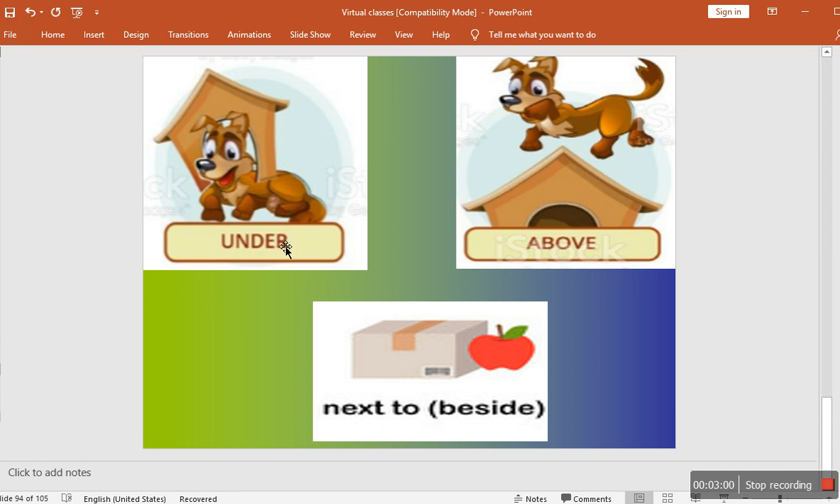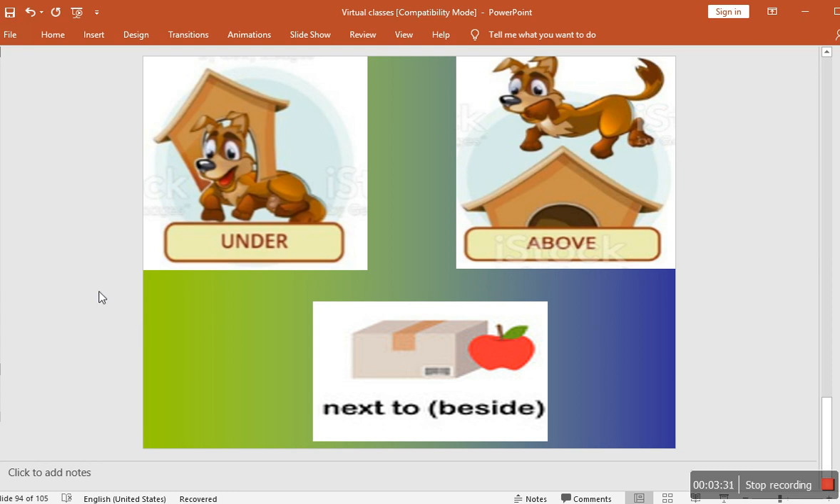What about above and under? Because they are opposite each other. Here we can see the dog is above, and here the dog is under, right? What about the position of the apple with the box in terms of place or preposition of place? Yeah, excellent. The apple is next to the box, or we can say it's beside the box, right?